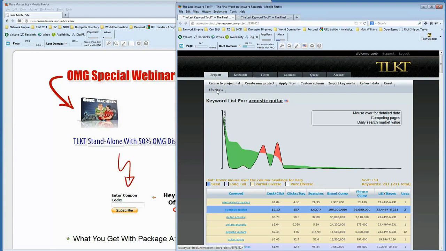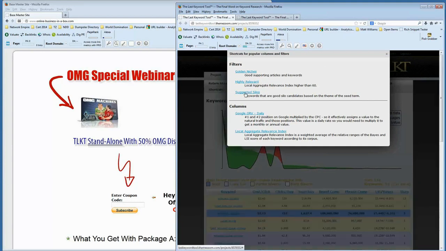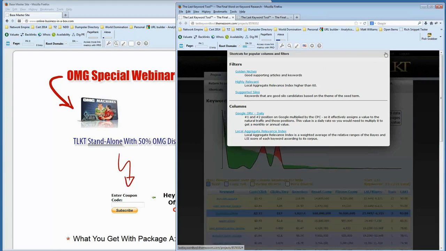So then the question is, how do we decide which keywords we want? So we've got, in our shortcuts area here, the things that you're really going to need, right? So the first thing you're going to look for probably are suggested silos because you want the themes for your website. And so this is really good. I'm also going to turn Larry on just so that we can see exactly how relevant these keywords are.